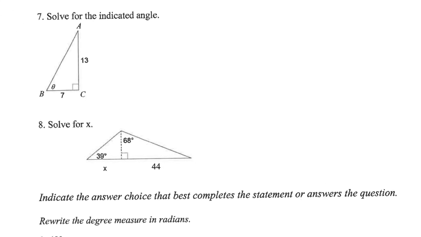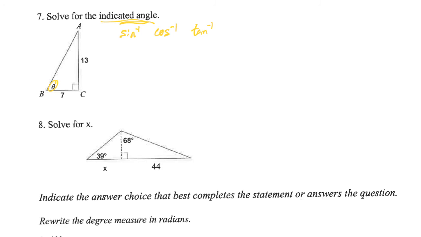Number 7 is straight sine, cosine, or tangent, except we're looking for the angle, so that's going to use the inverse. When you're looking for angles, you use the inverse sine, the inverse cosine, or the inverse tangent. So on your calculator, you do second sine, second cosine, second tangent to solve for an angle.